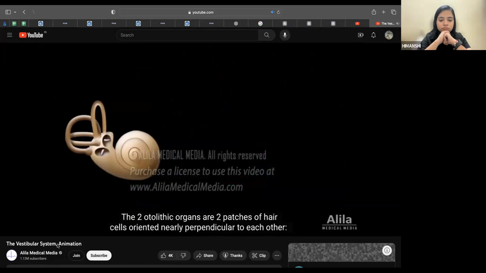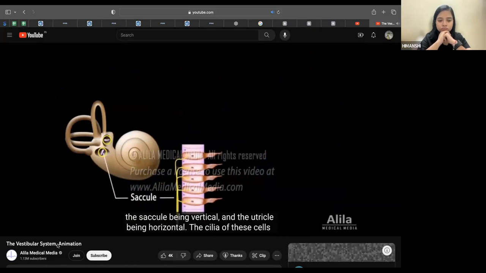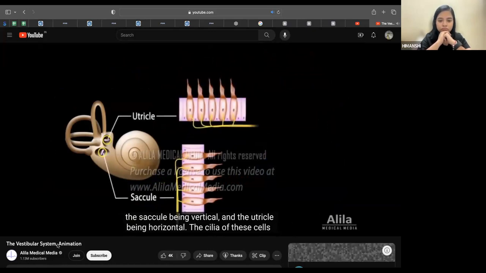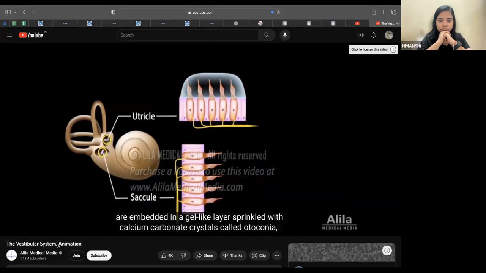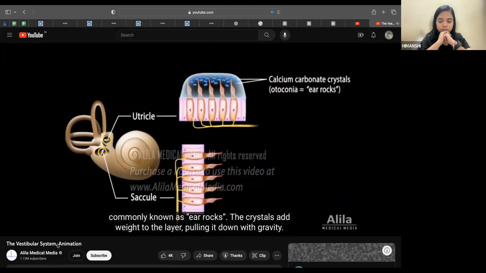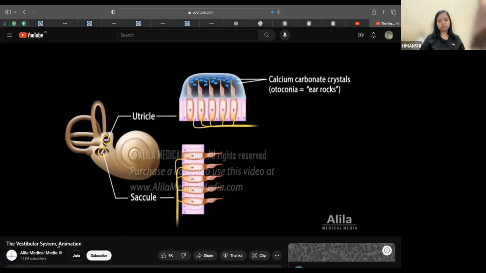The 2 otolithic organs are 2 patches of hair cells oriented nearly perpendicular to each other, the saccule being vertical and the utricle being horizontal. The cilia of these cells are embedded in a gel-like layer sprinkled with calcium carbonate crystals called otoconia, commonly known as ear rocks. The crystals add weight to the layer, pulling it down with gravity.